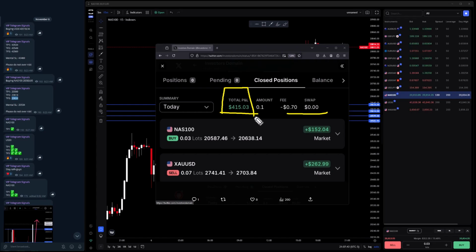$100 is what was deposited in the account. $100, next day, $415 in profit. That is really good. Now, I do not know what I'm growing this account to. I might just stop at $100,000, might stop at $50,000.